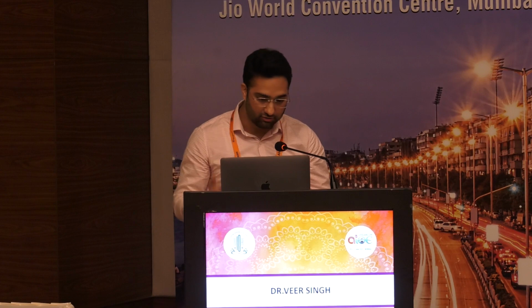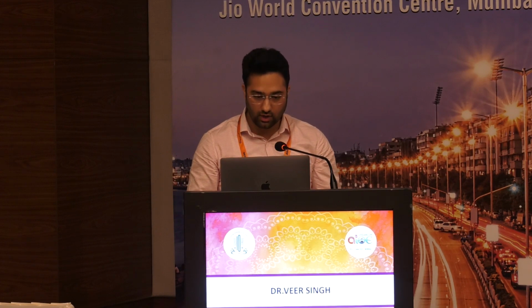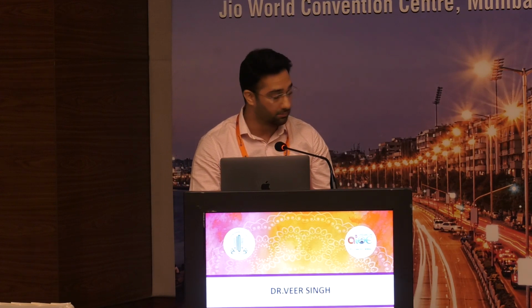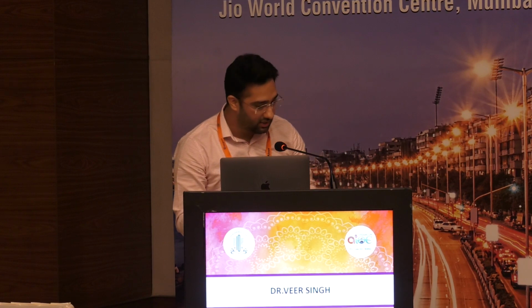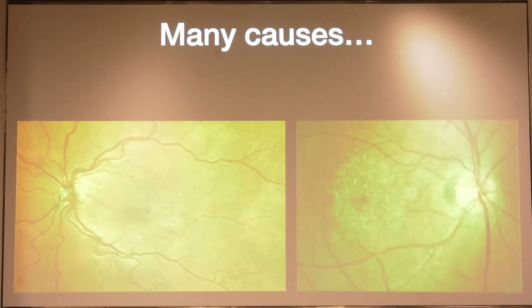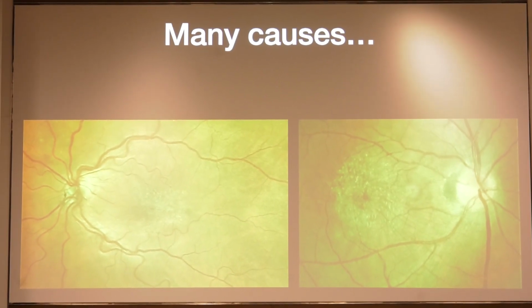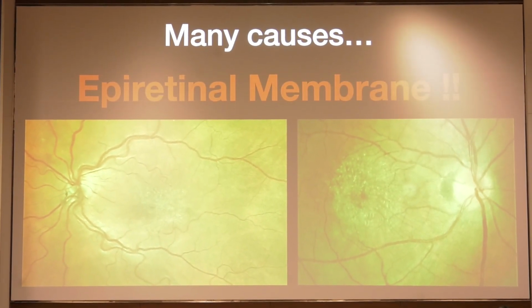So mine is going to be a very opposite talk. It's going to be a very basic talk, which is going to basically act like a guide to the general ophthalmologist as to what to do when they see a shiny reflex in the macula. So there can be many causes for a shiny reflex, but we are going to focus on something like this. So that's an epiretinal membrane.